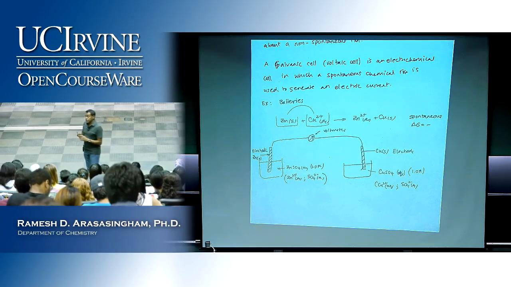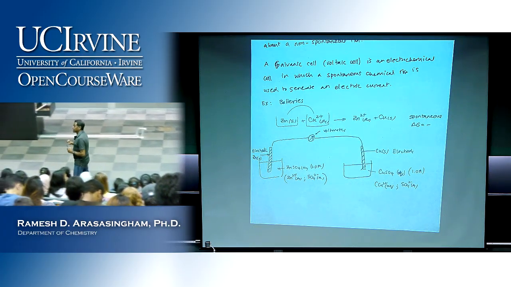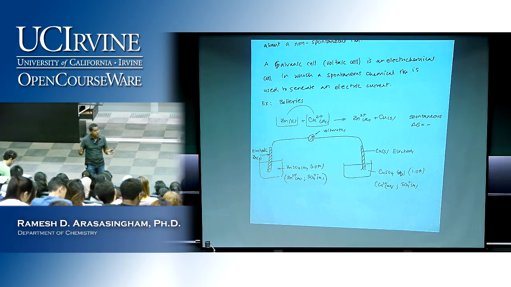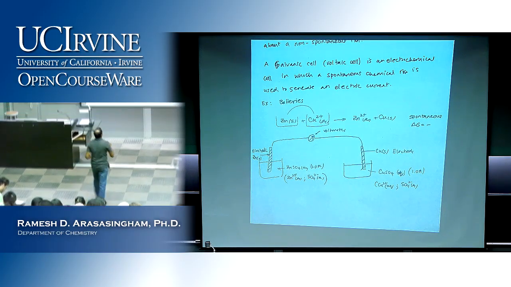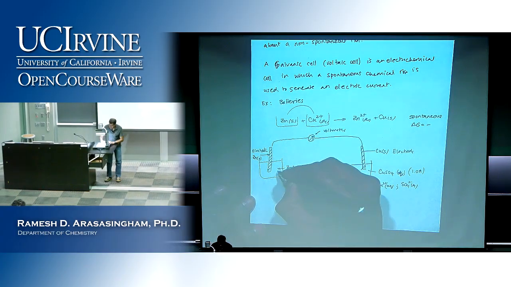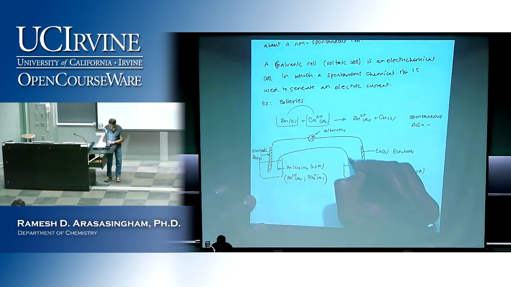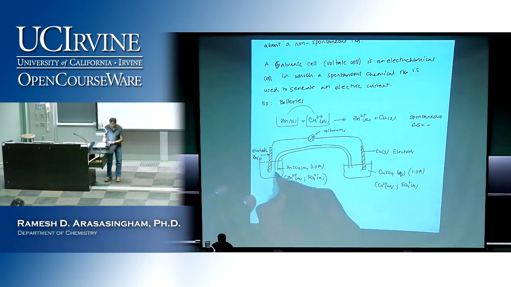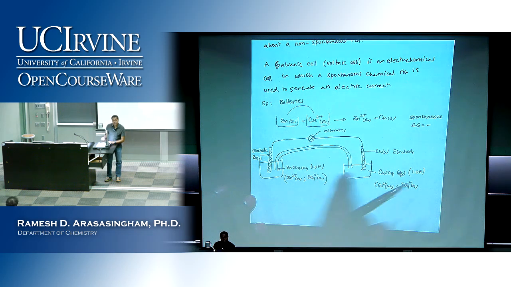But if I'm going to force the electrons to flow through that wire, all of you recognize that I have to complete the circuit. Okay, the circuit's not completed. And in order to complete this circuit, what we have is what we call a salt bridge. So this is a salt bridge. And a salt bridge essentially is a gel that's in that U-shaped glass tube.